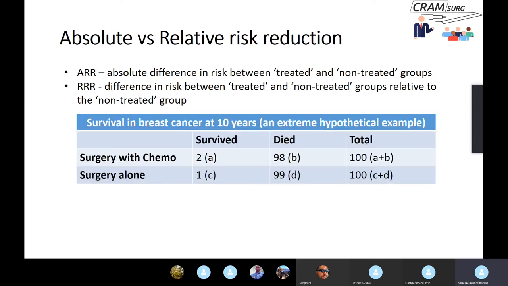Okay, so let's look at this example, which is essentially looking at survival following breast cancer at 10 years. So 10-year survival in a very extreme sort of hypothetical cohort of patients who do rather poorly. So you've got one group of patients who've had surgery with chemotherapy, 100 of them, and two have survived at 10 years, which is quite a low number. And another group of patients who had surgery alone, and again, out of 100 patients, only one survived. So clearly the surgery with chemotherapy group have done better than the surgery alone group, but as you can see, the difference is not massive.